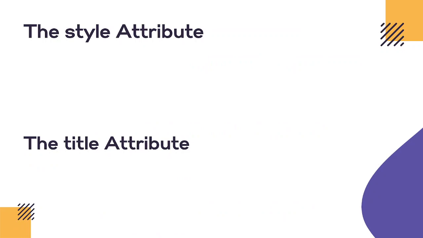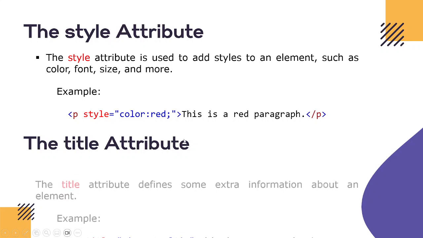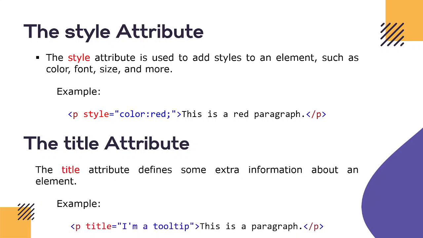Okay, next, the style attribute. The style attribute is used to add styles to an element such as color, font size, and more. Example: P style equals the value color colon red, semicolon, then close. This is a red paragraph. The title attribute defines some extra information about the element. So P title equals the value, I'm a tooltip, and this is a paragraph.